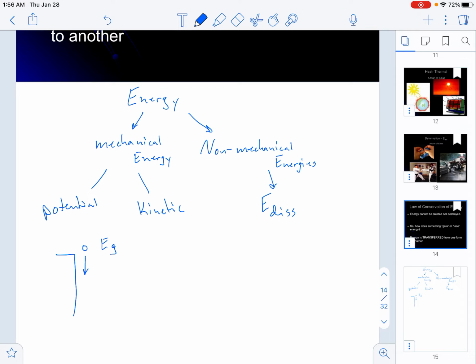When I drop this ball off of the cliff, it's going to move downward. As it moves downward, its velocity is going to go up. Well, if you remember, velocity is related to kinetic energy. So if the velocity goes up, the kinetic energy goes up. Well, gravitational energy is based on height, so as it goes down, the gravitational energy goes down, right? We're not gaining energy. We're just transferring from one form to the next.